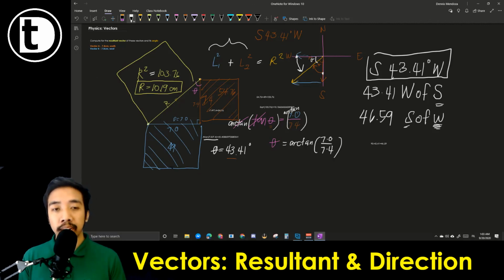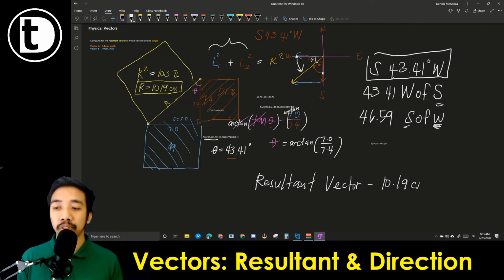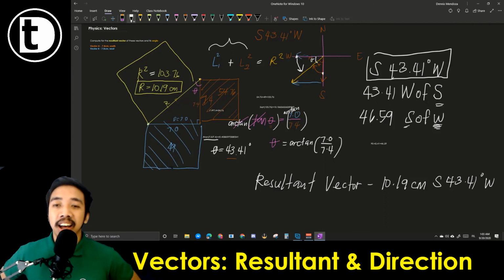We can write it like this, similar to the format of vector A. So, resultant, vector R, then a dash. Let's have it as 10.19 centimeters, and then S, S first, 43.41 degrees west. There. You can see it on our blackboard.